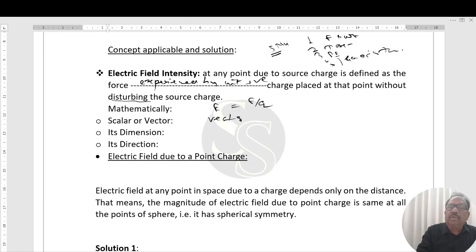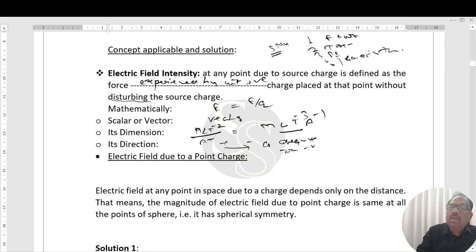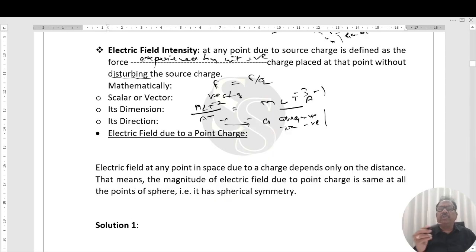Its dimension: E equals F by q, which is MLT^-2 divided by AT, since the dimension of charge is AT. So, MLT^-3 A^-1. Direction is positive to negative, or you can say away from positive charge towards negative charge.